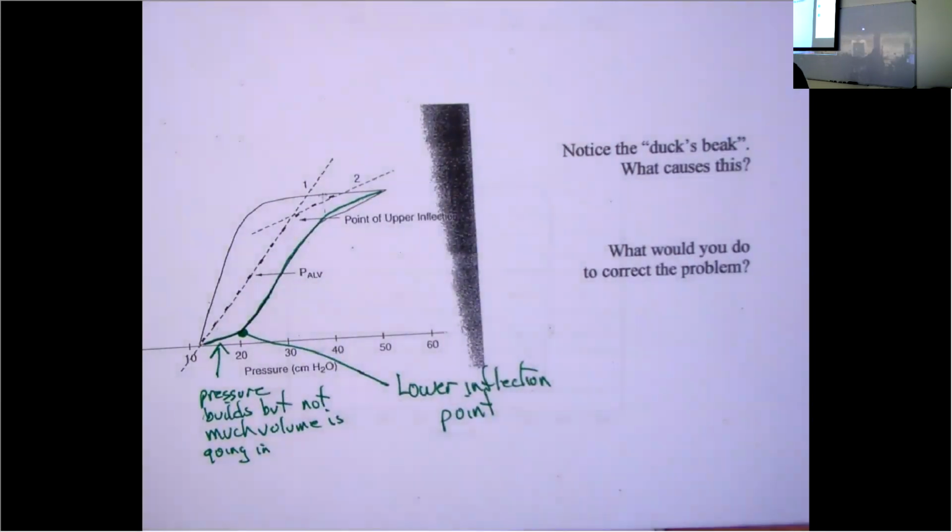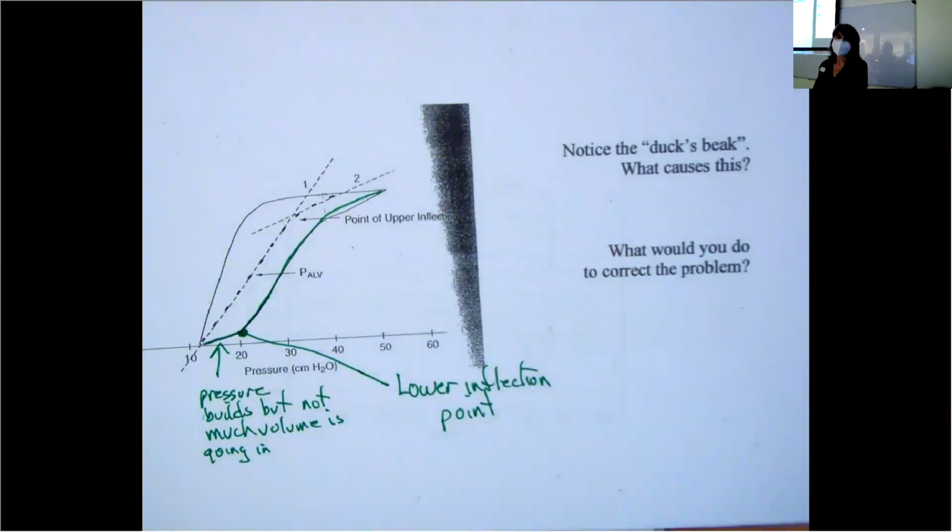And then on this one, there is a lower inflection point. Right at around 20 centimeters of water. So it takes about 20 centimeters of water to open up the alveoli so that the volume can go in. And then it asks, what would you do to correct the problem?